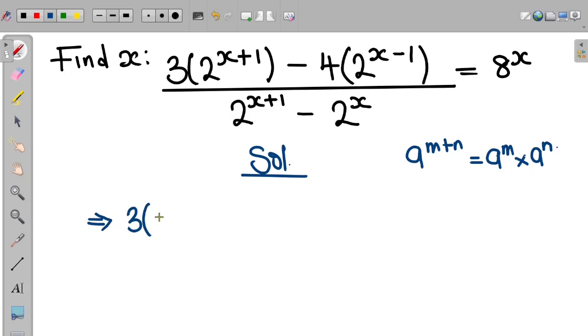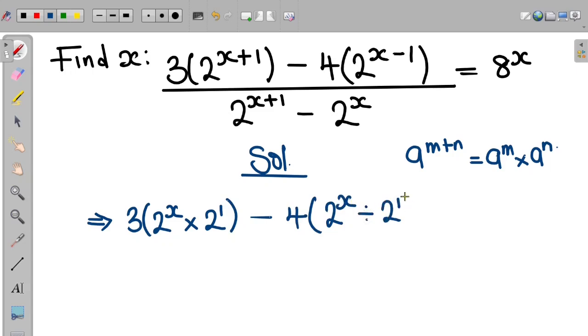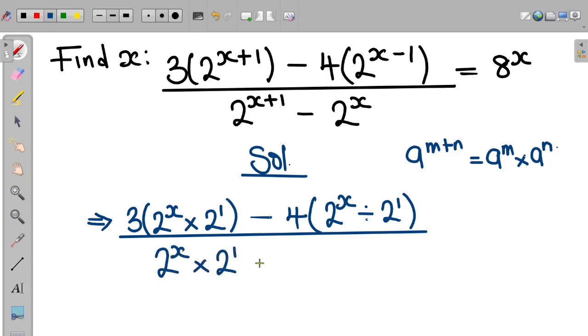3 open your bracket 2 to the power of x times 2 to the power of 1, minus 4 open your bracket 2 to the power of x divided by 2 to the power of 1, all divided by, we have 2 to the power of x times 2 to the power of 1 minus 2 to the power of x. And everything here is equal to 8 to the power of x.